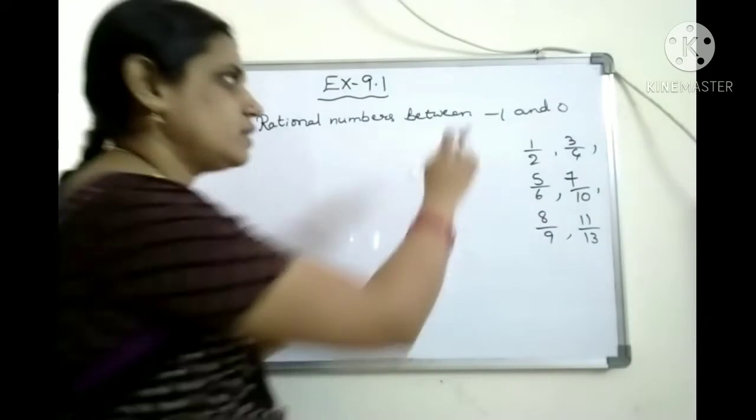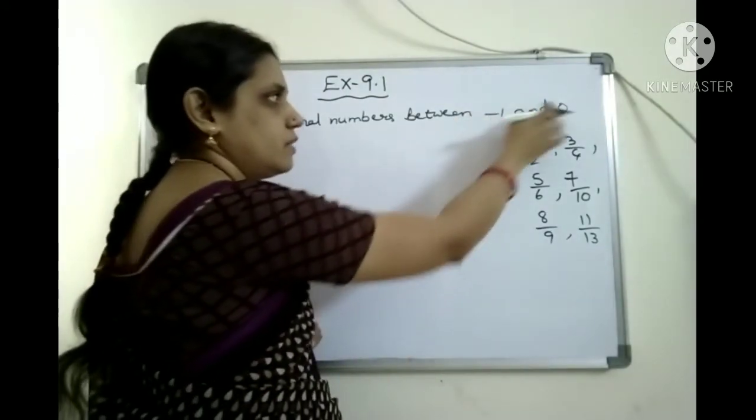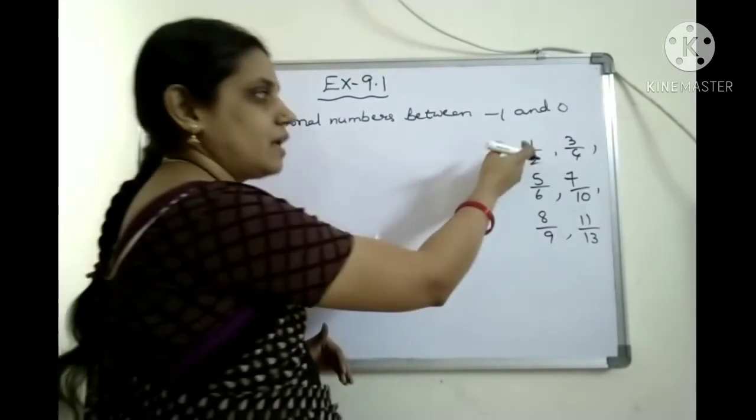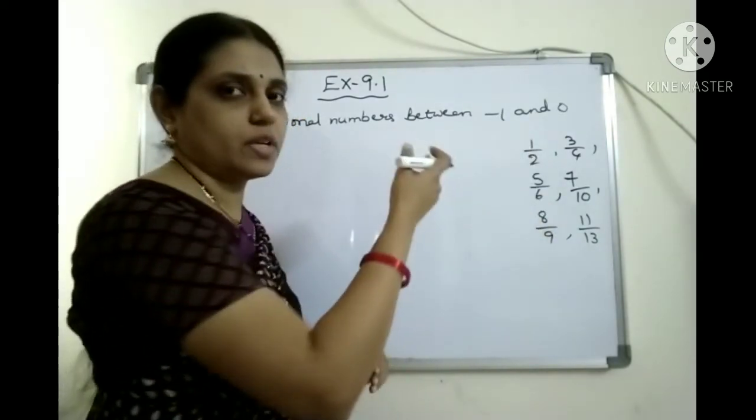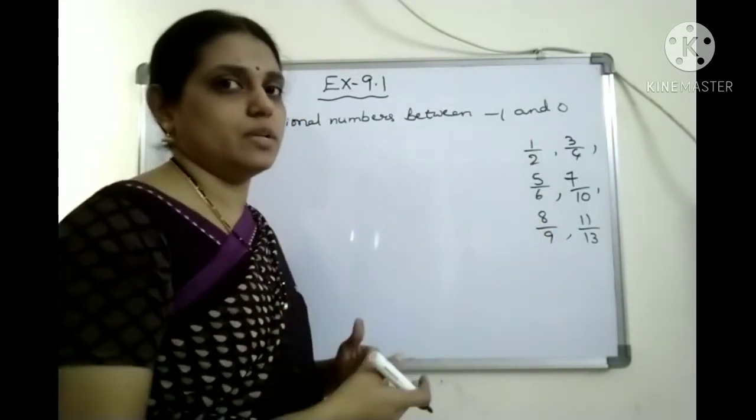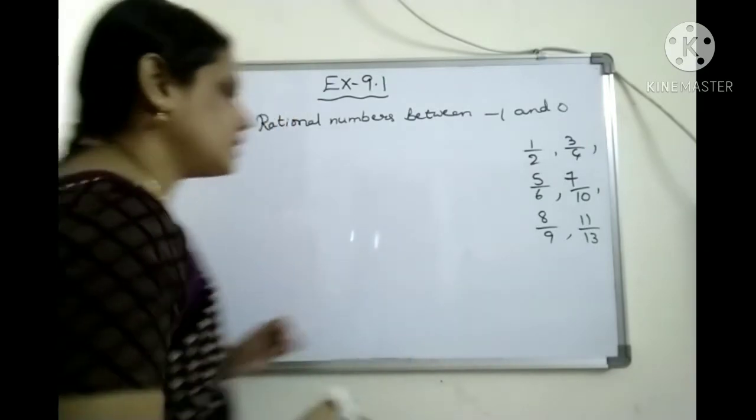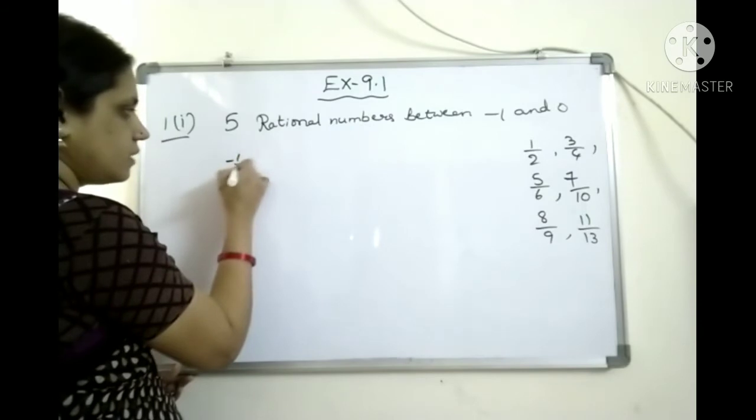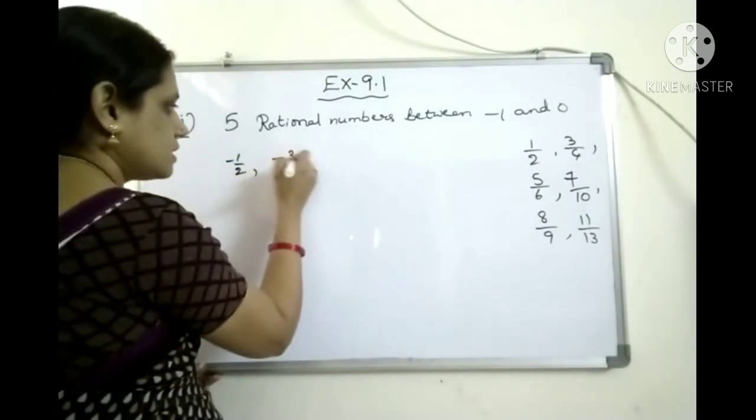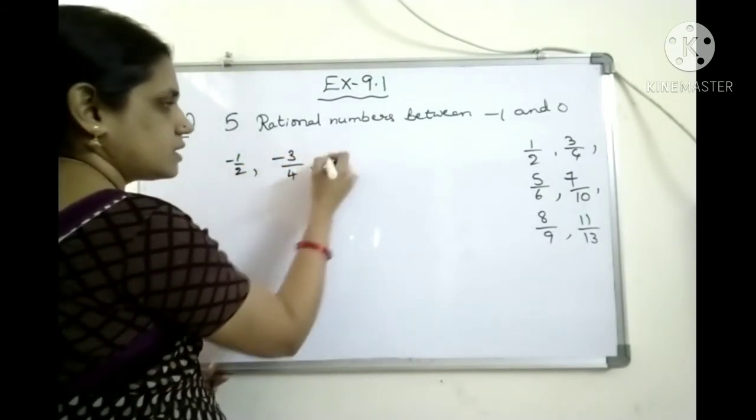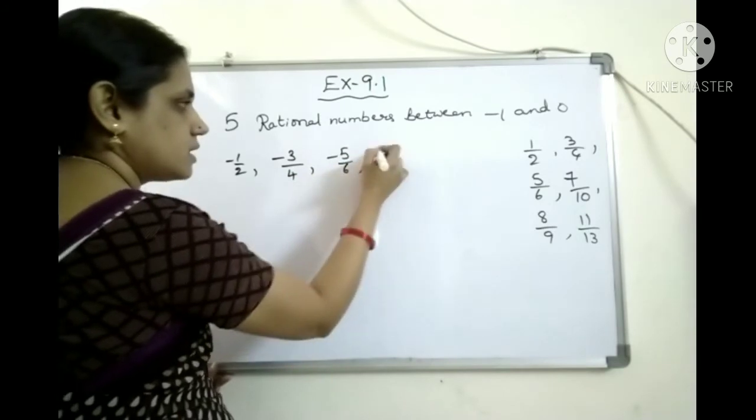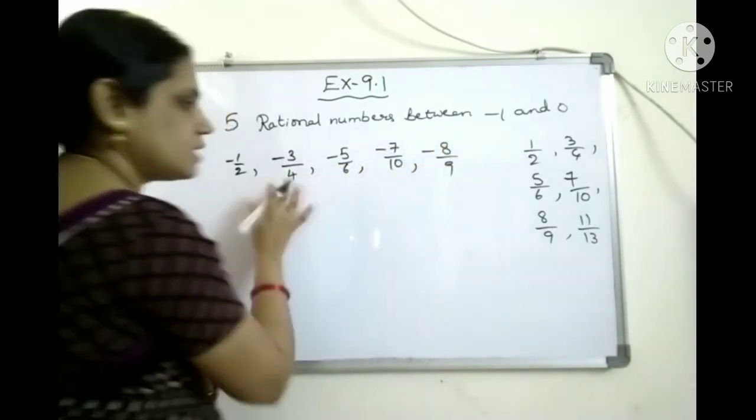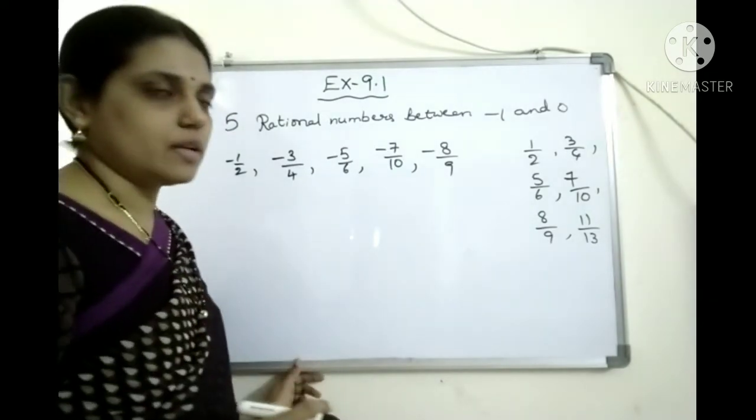So here actually we have to write the rational numbers between 0 and -1. So what can be done? Just we can add negative signs like this. Okay, so any negative proper rational number lies between 0 and -1. So using that concept we can write -1 by 2. For the same we can just add negative sign. -3 by 4, -5 by 6, -7 by 10, -8 by 9. So like this any 5 rational numbers we can write.